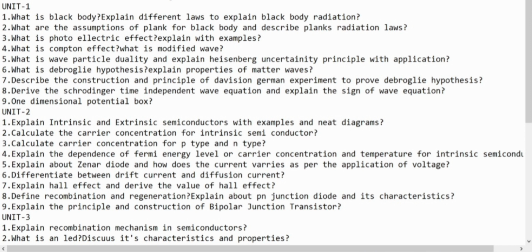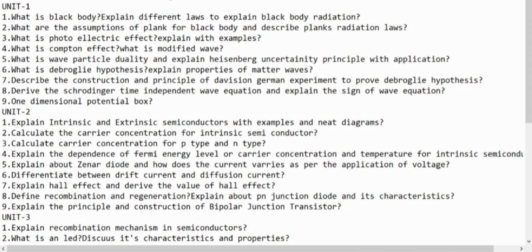Coming to the first unit, the first question is, what is a black body? Explain the different laws of black body radiation. This is the most important question and asked many times in the examination. The second one is, what are the assumptions of Planck for black body, and describe Planck's radiation law. This is also commonly asked, but the first one is the most important.